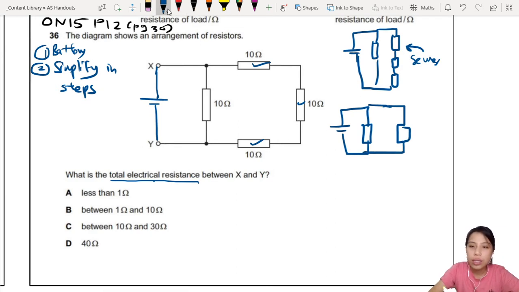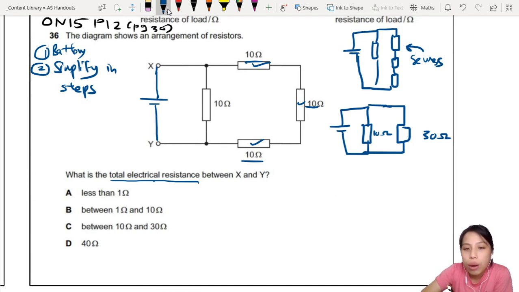So what is this one effective resistor? 10 plus 10 plus 10, 30 ohm. Then this one is still the same, 10 ohm. You see, we've simplified a bit already, right? Now it looks like a parallel circuit, so we can simplify some more. Before you simplify the parallel, remember to combine the series ones first.